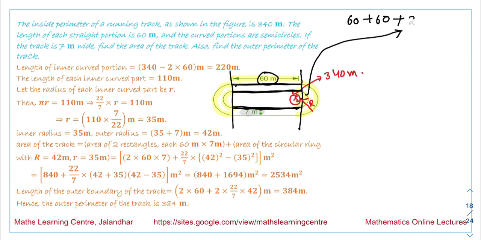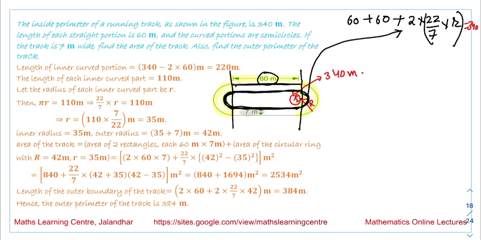So we are saying it is 2 into 22 by 7 into r, that is 2 pi r. Why 2? Because these are the two semicircles. One semicircle is on this side, one semicircle is on this side. So completely it forms a circle, and the perimeter of the circle is 2 pi r, and this value is given to be 340.